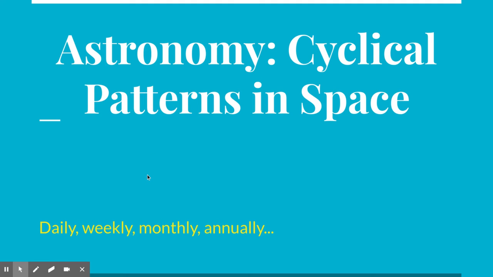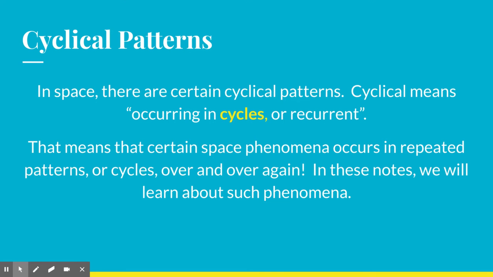So we're going to go over what a cyclical pattern is and some basics about the Earth's movement in our solar system. So first up, a cyclical pattern is basically just a pattern that occurs over and over again. It says that cyclical means occurring in cycles or recurrent. I always like to think of it as a bicycle wheel. If you were to map one point on that bicycle wheel as it's traveling down the road, it would be going around and around and around. Same thing happens with these cyclical patterns.